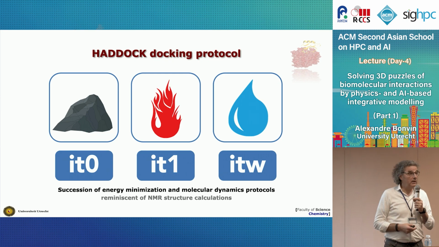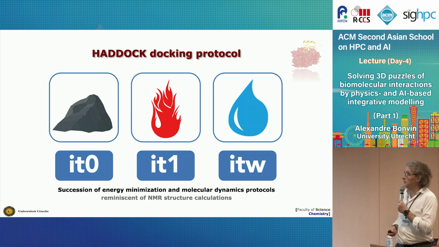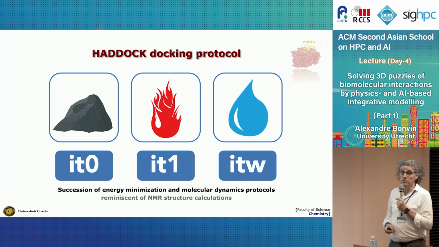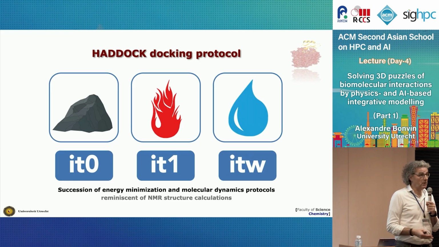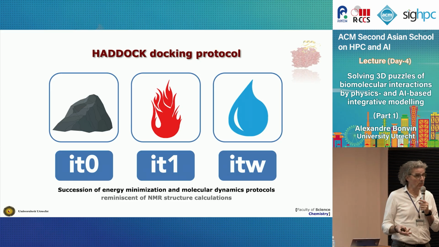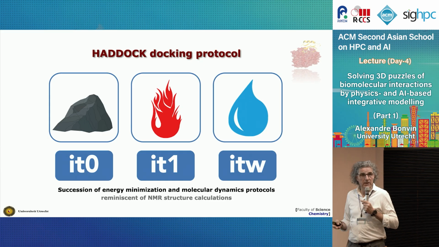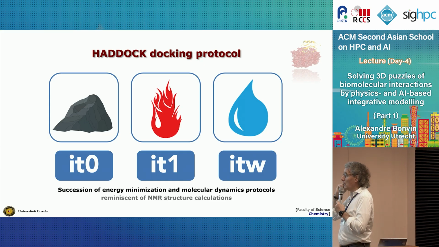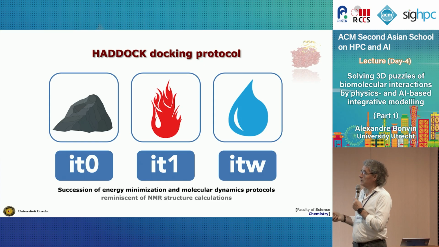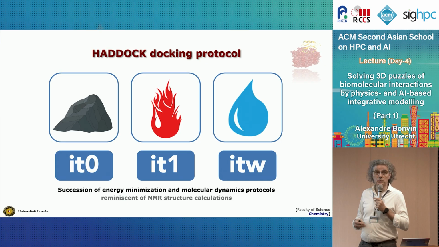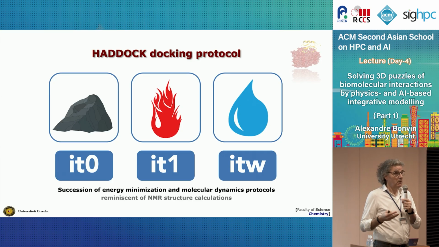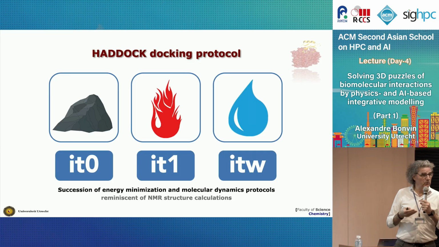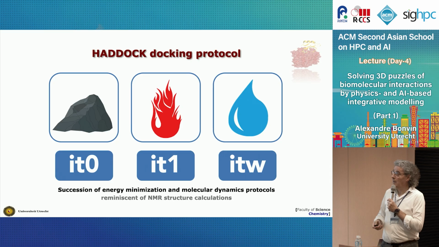So how do we do the docking classically in Haddock? Haddock has 3 stages, and it uses a combination of energy minimization and molecular dynamic simulations. So it's a physics-based search. In the first phase, we're going to treat the molecule as rigid, rock solid, and we're going to minimize the system based on the information that we have. This is where the docking takes place.